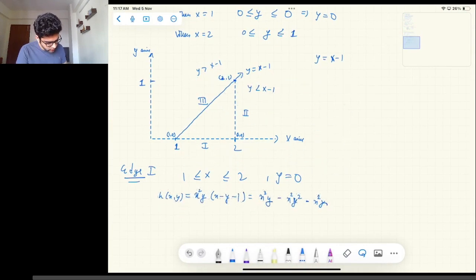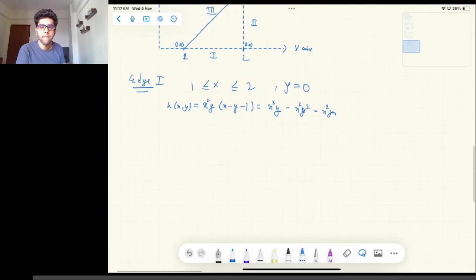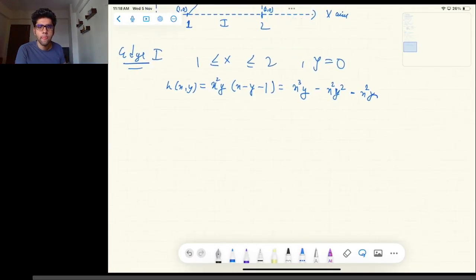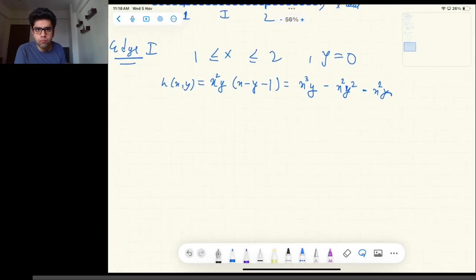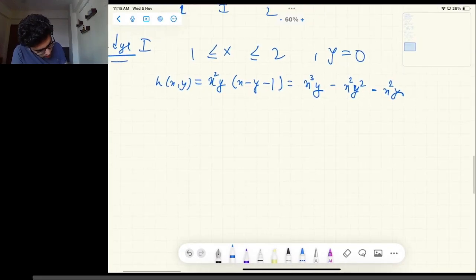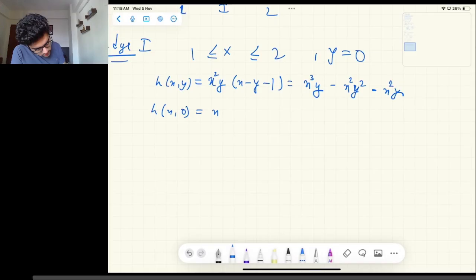This was the function given to us, right? If I just zoom in a bit, I hope you can see. At edge 1, x lies between 1 and 2 and y is 0. So if I put in y equals 0 and x, this will give me x into 0, x square into 0. So this whole term will become 0, and this will become x minus 1.